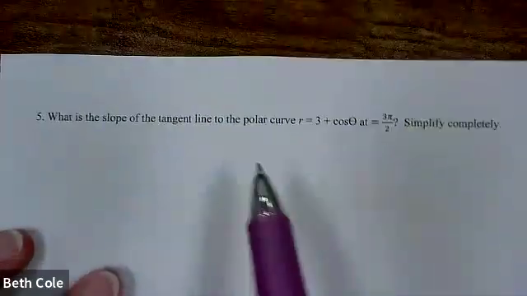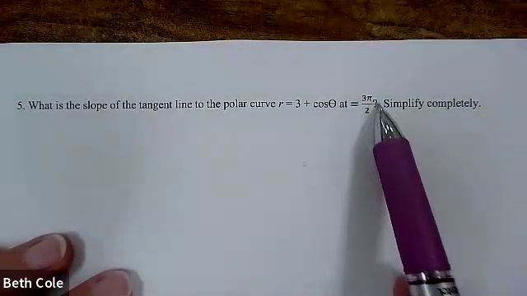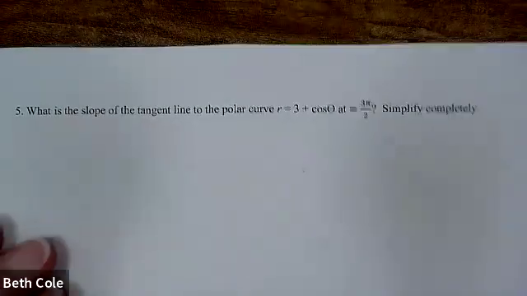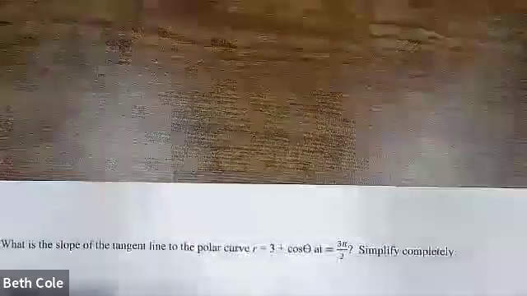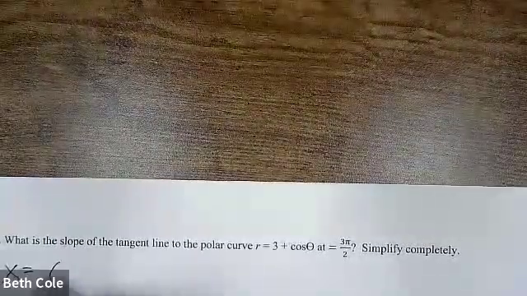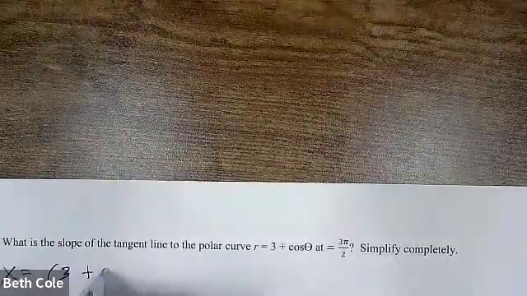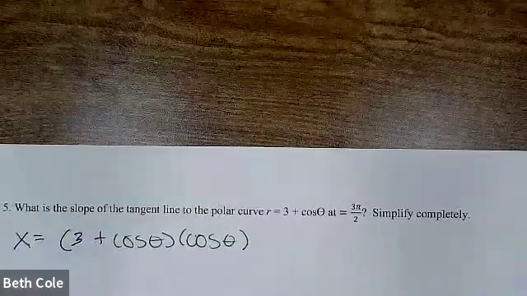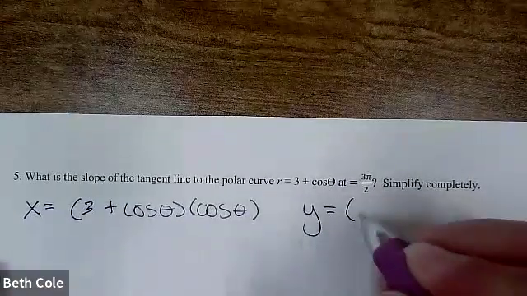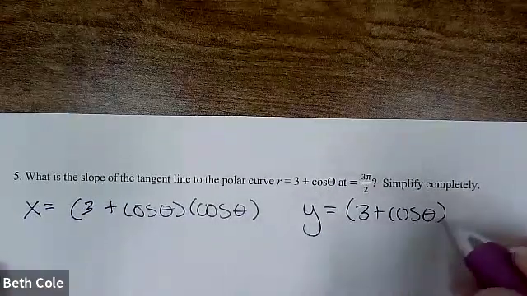All right, this one's the exact same thing, except we're actually going to plug in a value, and it says to simplify completely. I'm checking that you know your unit circle. It says slope of the tangent line. That means dy dx. So x is going to be r cosine theta, and y is going to be r sine theta.